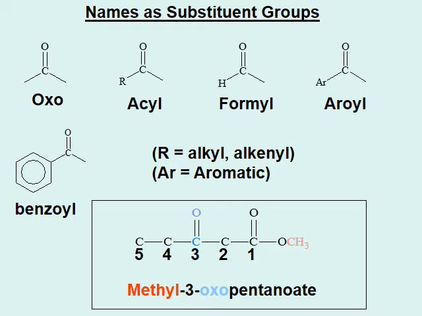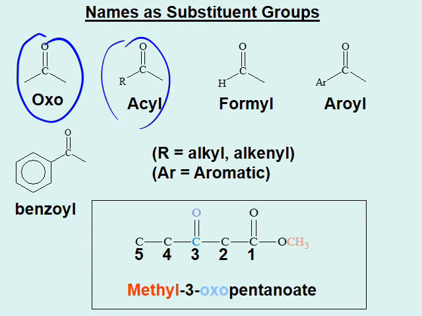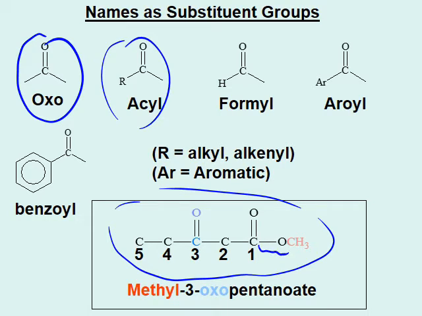Some of the names you need to know as substitution groups, like C double bond O, when it is a substitution group, it's called oxo. And in the same way, you have other groups, acyl, formyl, aryl. Now, accordingly, you can see that this whole compound is named. This is ester, C double bond O, O, CH3. So here we are using oxo, 3-oxo, because it's saying this as functional group, oxo pentanoate.